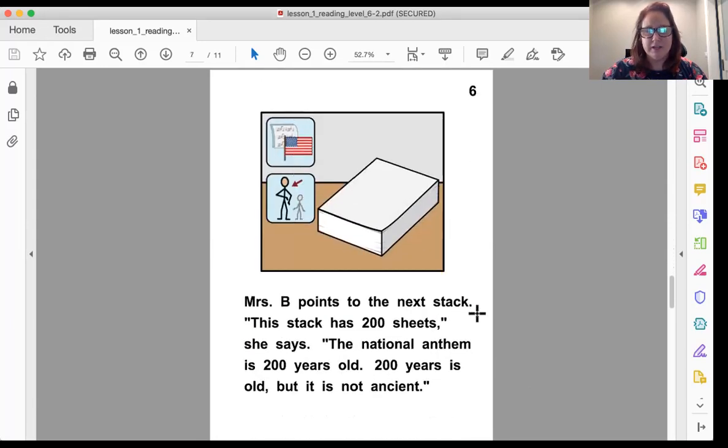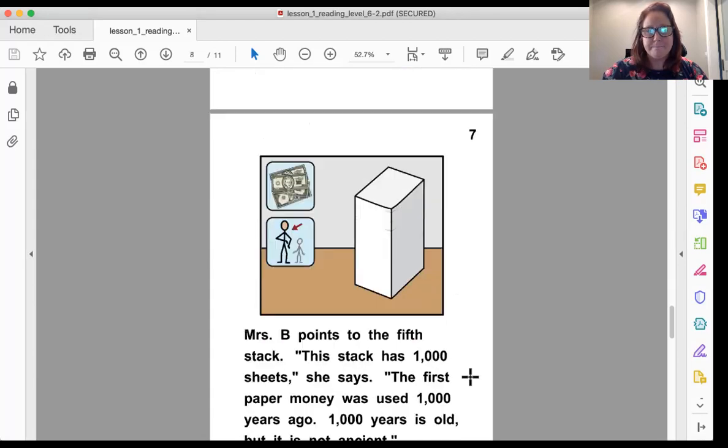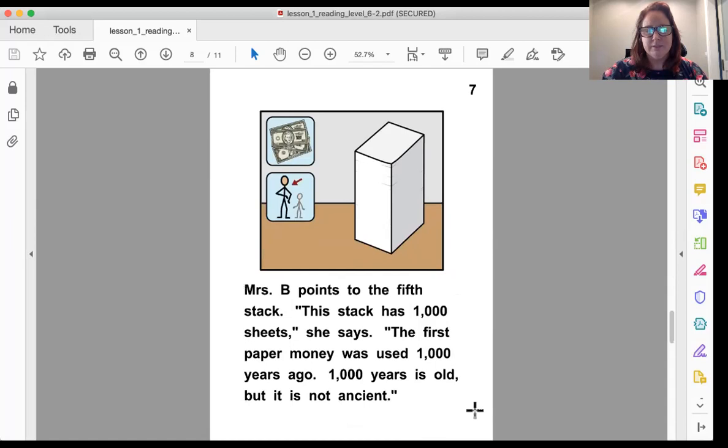Mrs. B points to the next stack. This stack has 200 sheets, she says. The national anthem is 200 years old. 200 years is old, but not ancient. Mrs. B points to the fifth stack. This stack has 1,000 sheets, she says. The first paper money was used 1,000 years ago. 1,000 years is old, but is not ancient.